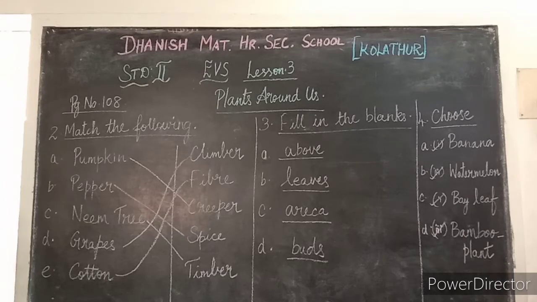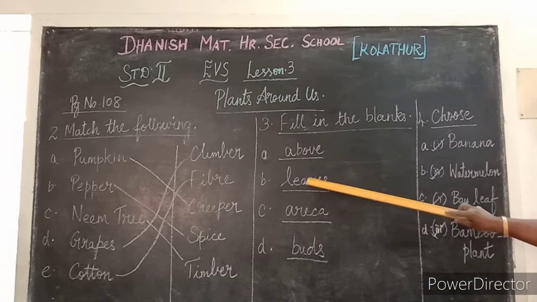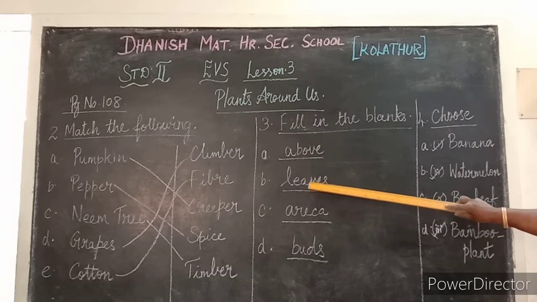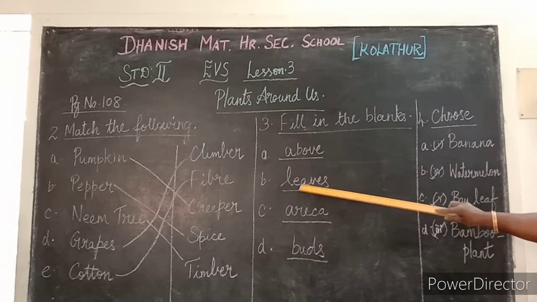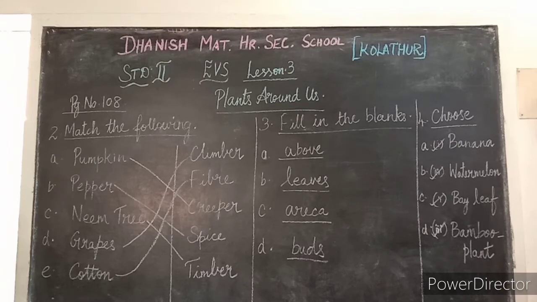Moving on to the next one, B. The dash are the green parts of a plant, that is root or leaves. Tell me, in a plant, what you can see as a green color, either root or leaves. Which one is the correct one? Leaves. So write leaves, L-E-A-V-E-S. In the dash you write leaves. The leaves are the green parts of a plant. Next one, C.